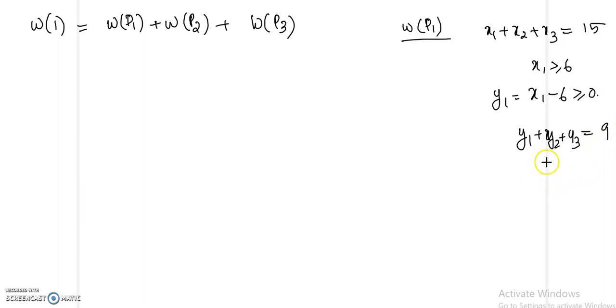So the number of solutions is going to be equal to this. The value of n is 3, and the value of r is actually 15 minus 6. So (n plus r minus 1) c (n minus 1). So that is 3 minus 1. So that is 9 plus 3 minus 1, which is 11 c 2.